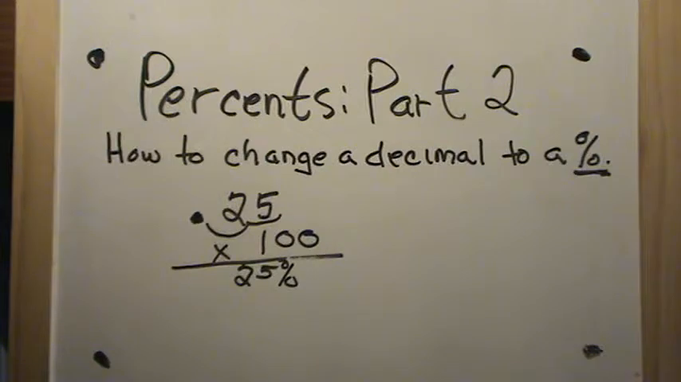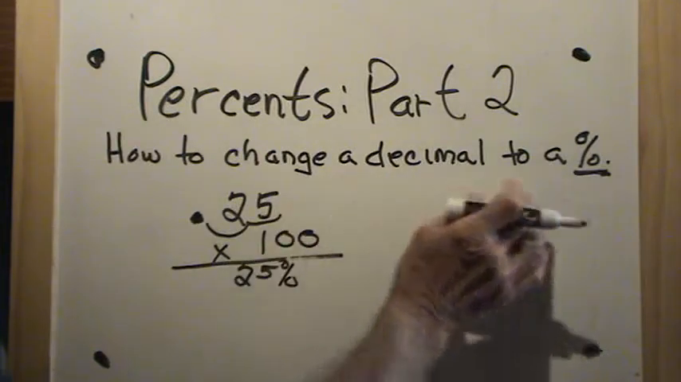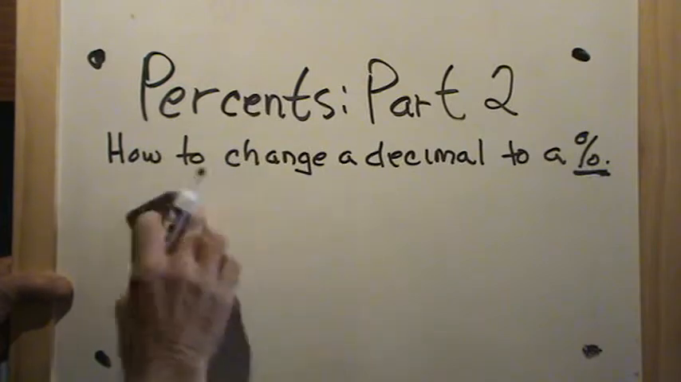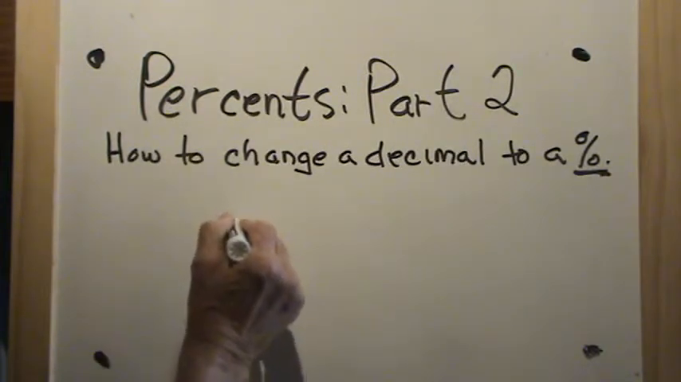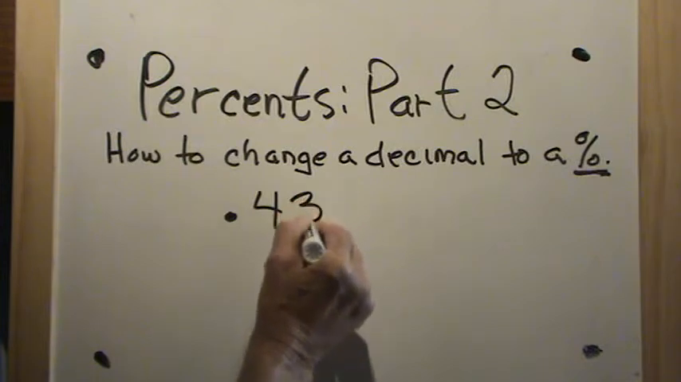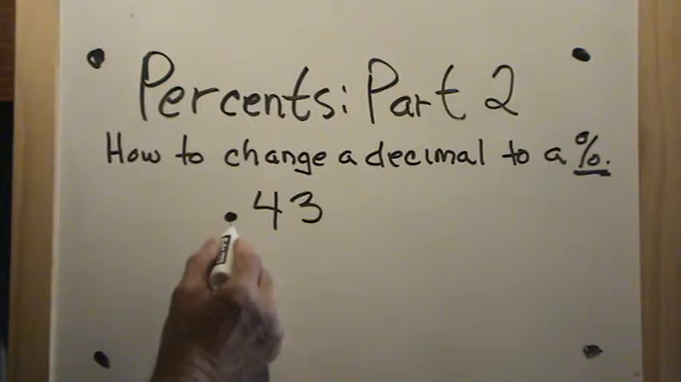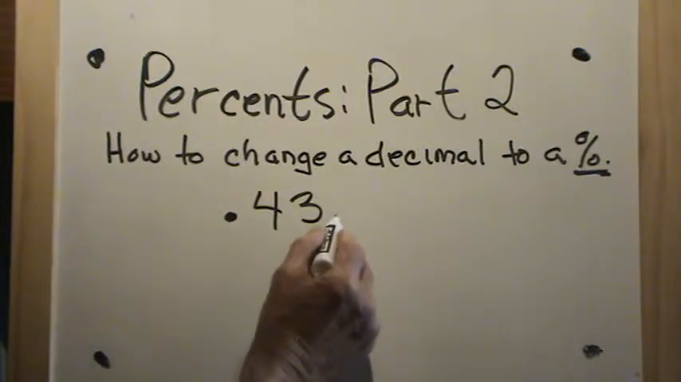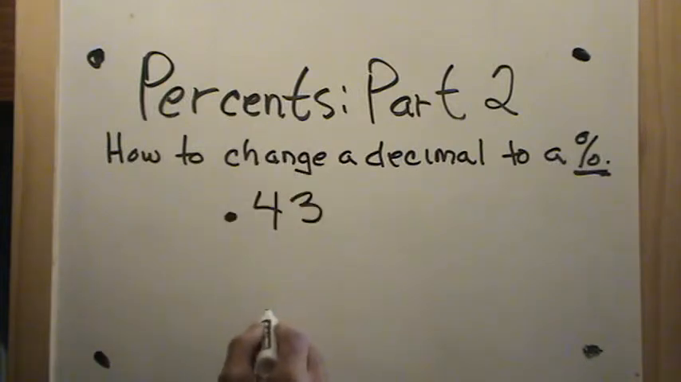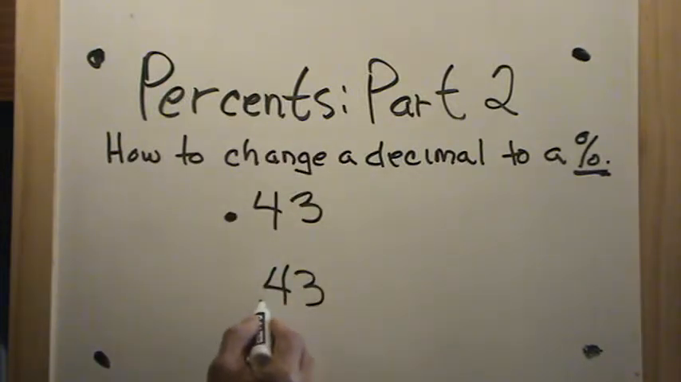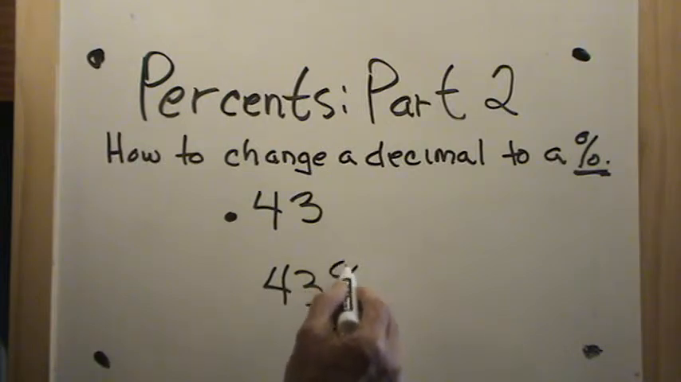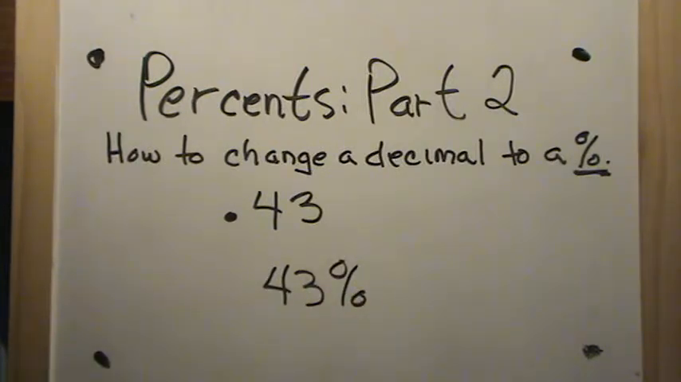Now, a simpler way of looking at all of this in changing decimals to percent. Anytime you change a decimal to a percent, all you do is you move the decimal place 2 places to the right. So I have .43. I move the decimal here, 1, 2, and I put a percent sign. Since there's no other numbers following, I don't have to put a decimal at the end. So .43 is equal to 43%.